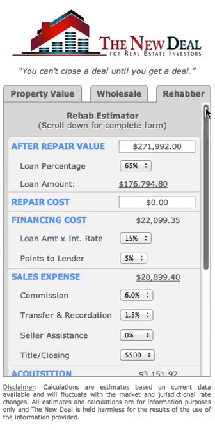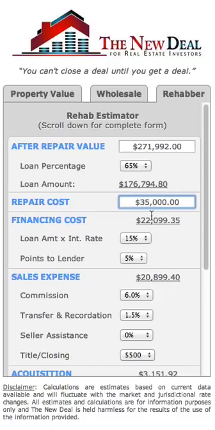Now this is our rehab estimator. All right, so all you need to do is look at the information here. So again, you can see that the after repair value is already entered in: $271,992. The loan percentage, again, we're going to stick with 65%, which means that you as the rehabber are going to be able to borrow $176,794.80. And we are saying that the repair cost, the amount of money it's going to take you to get the property up to market, is $35,000.